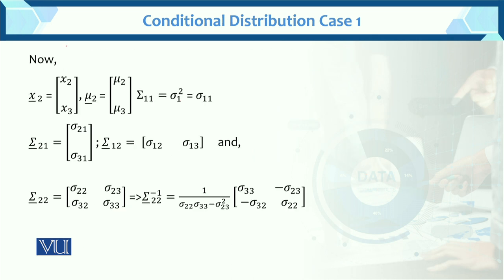Next, what did we do here? We separated it. What do we have in x2? The x2 vector, x2, x3. So μ2, μ2, μ3, this I defined previously, and the same here, we separated it. Here is the sigma 1,1 which is equal to sigma 1 square, or we can say sigma 1,1. Similarly sigma 2,1 is equal to this, sigma 1,2 is equal to this, sigma 2,2 is equal to this, and the sigma 2,2 inverse.